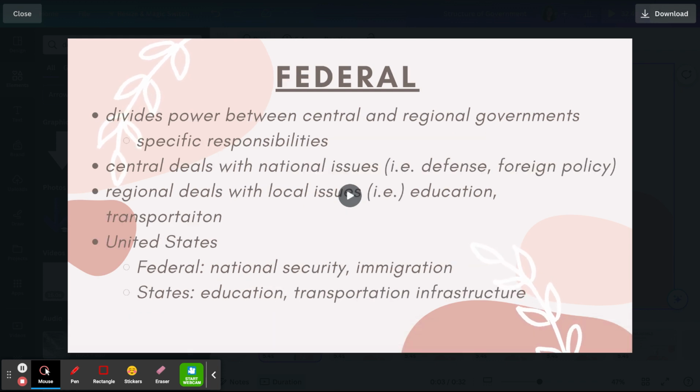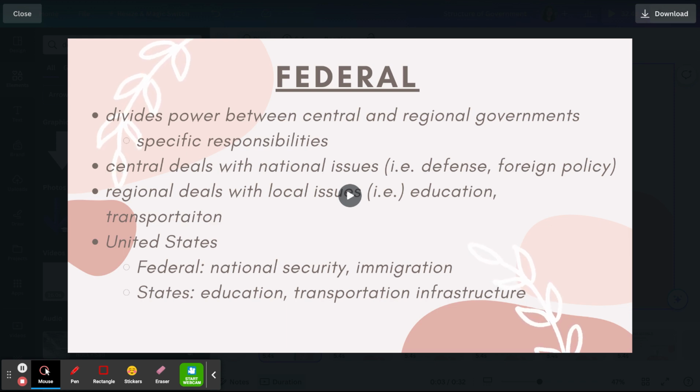The next system of government we're going to focus on is a federal system of government. In a federal system of government, there is a division of power between the central and the regional governments. A lot of people, when they hear a federal government, assume that the federal government has all of the power. However, in a federal system, you're really talking about a balance of power between states and the central government or the national government.